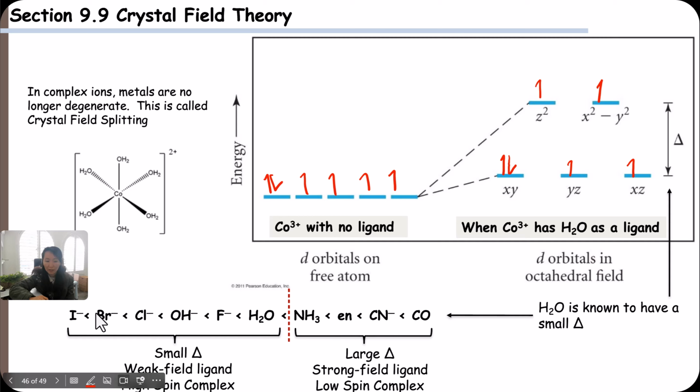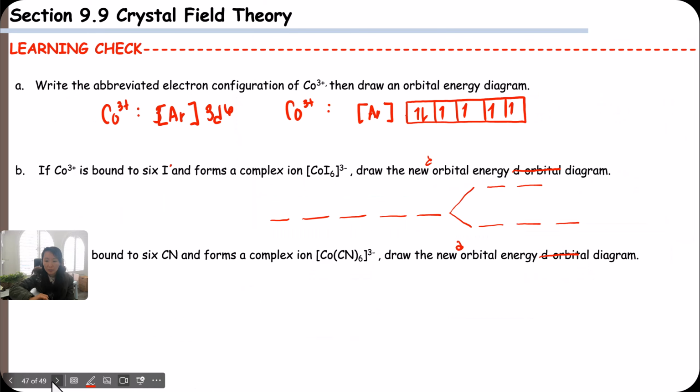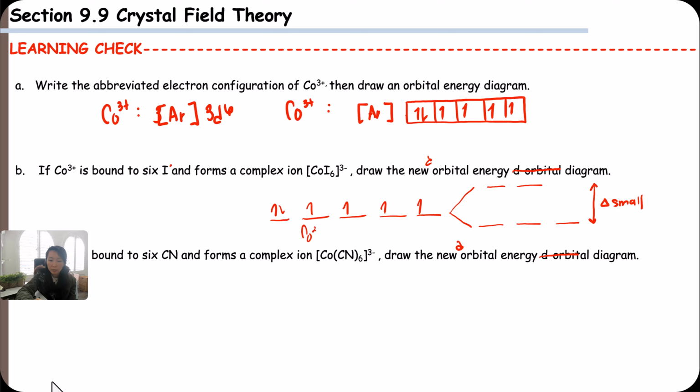And so we have iodine. This is a small crystal splitting. So if it's a small crystal splitting, this is considered to be right here, very small. So I'm going to write small. I'm going to transfer all the electrons. This is cobalt 3 plus before it bonded to any ligand. Now it bonded to the ligand, and because it's small, it's going to occupy every orbital as possible. Then it will start to pair up if it has to.